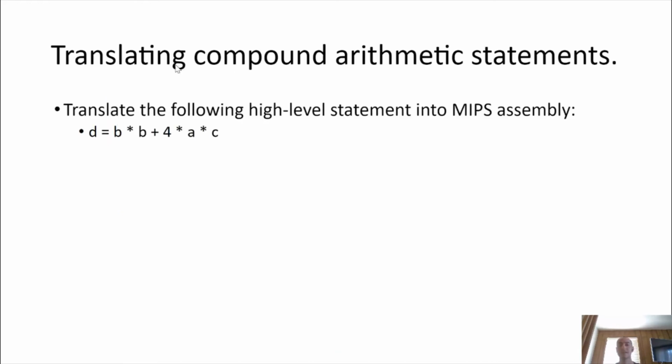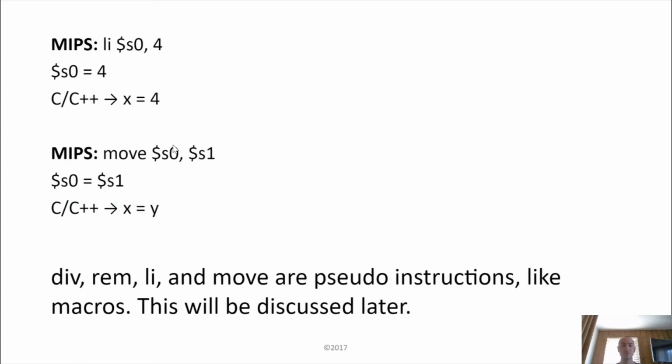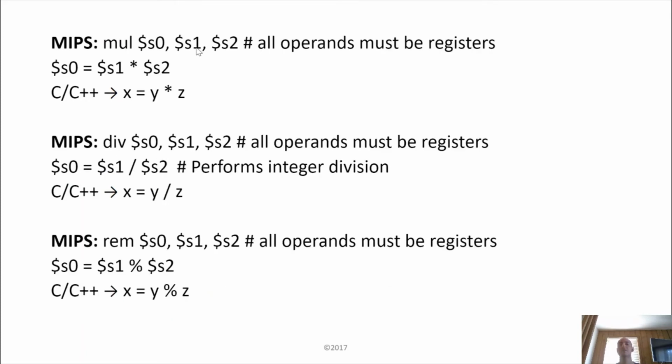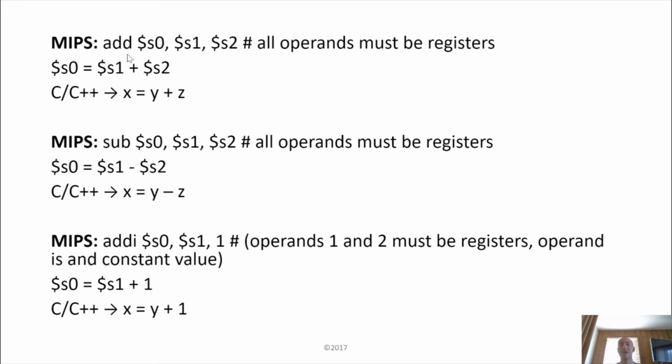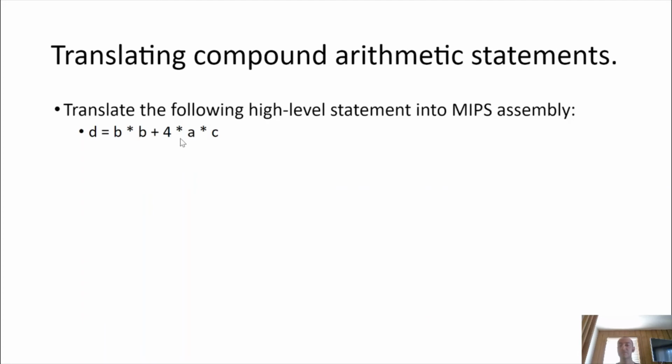So now let's look at a more complicated translation. Here we have D equals B times B plus 4 times A times C. In things like that you have a series of statements. These are 100% valid if you are doing C++, right? But in MARS or in MIPS assembly, as you see here, if you have a multiplication, we are only multiplying 2 numbers always. Or if we have an addition, it's only an addition of 2 numbers. So we cannot have something that is multiplying 3 things and then adding at the same time. It cannot be one instruction, right?